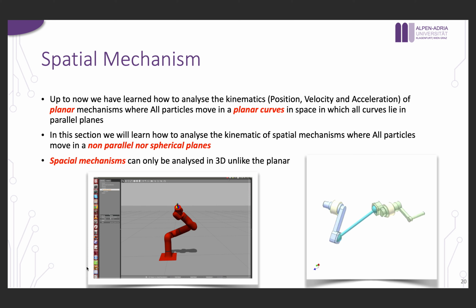And spatial mechanism is the general case where actually all particles or parts are moving in non-parallel or non-spherical planes, which is representing actually robot arms, for example. They move in more like spatial mechanisms. Now, spatial mechanisms, of course, can be analyzed only in 3D, unlike planar, because the planar ones are moving on one or parallel planes. That's why they can be analyzed in 2D.